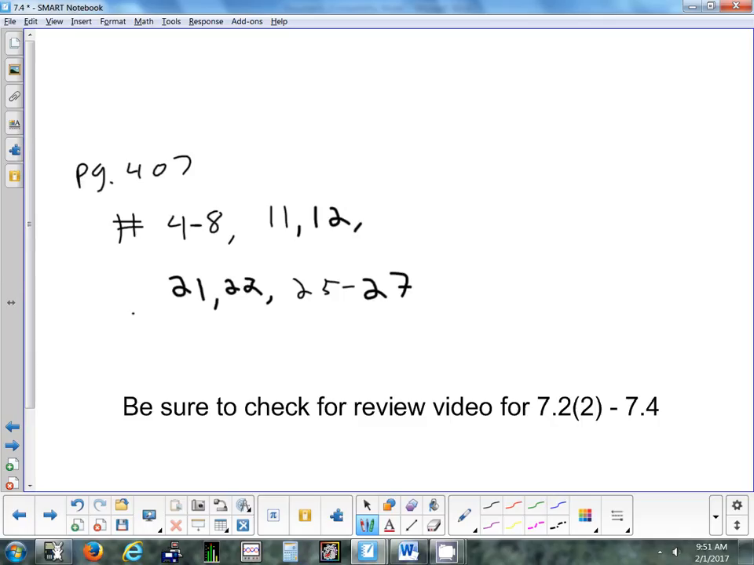All right, so on 407, 4 through 8, those are ones tomorrow that the answers can be read off. Those are simplified. 11 and 12, the answers can be read off. 21 to 25, or 27, those are verified. The answer can't really be read off. It needs to be shown to you how to do it.